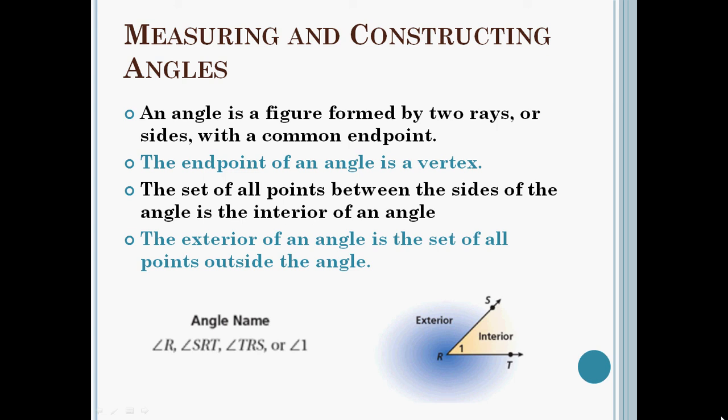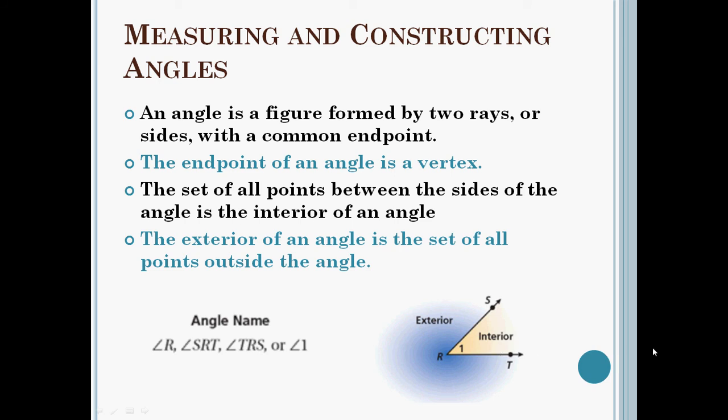First of all, we should define what an angle is. An angle is a figure that's formed by two rays, or two sides, that have the same endpoint. If we look at the diagram, we have RS and RT. These are two rays that share the point R. This is the vertex. The set of all the points between the sides, or inside the angle, are in the interior.